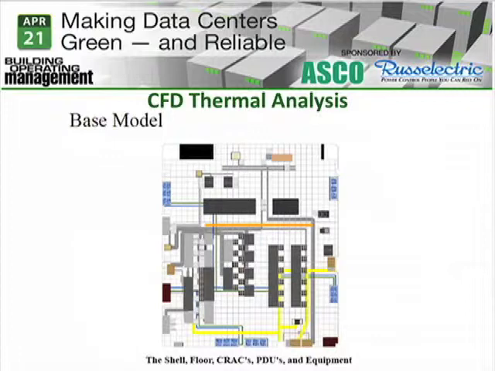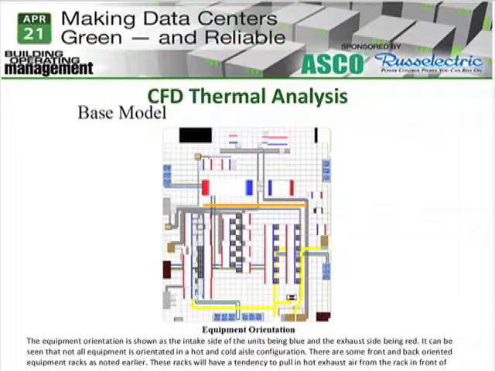Here you can see a smaller data center with the shell, the floor, the CRAC units, computer room air conditioning units, the PDUs, and equipment. Let's continue to populate that. Next slide. As you can start seeing here, just on the equipment orientation, the intake side of the units is shown in blue and the exhaust side in red. It can be seen that not all equipment is orientated in a hot and cold aisle configuration. There are some front and back orientated.